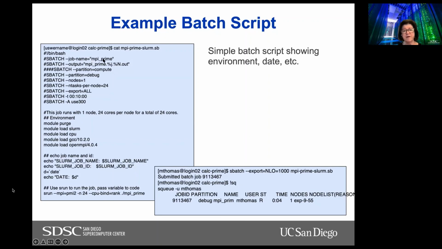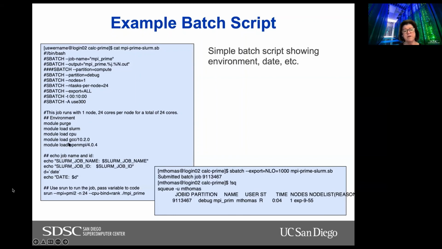A job name, I defined it to be MPI_prime. I want the output to be MPI_prime %j %N, and that gives me the job ID and the node name in the output. So I'm controlling the name of my output file and where it's going. Mine's by default going to go in the directory where I submitted the batch script. The partition here is compute or debug, and I've got that commented out. So I'm actually using the debug partition, just one node, only 24 cores, and the time is 10 minutes, and there's my account. Don't use that when you're not on it.